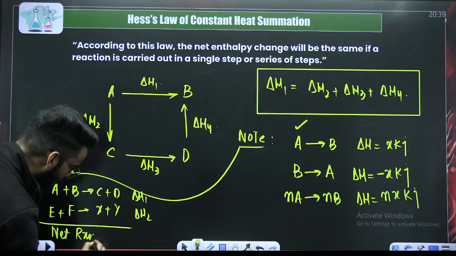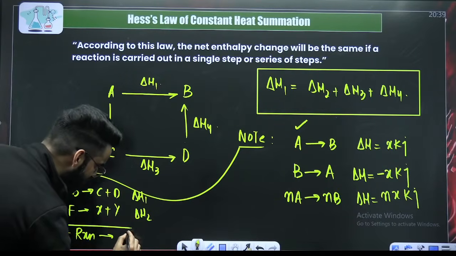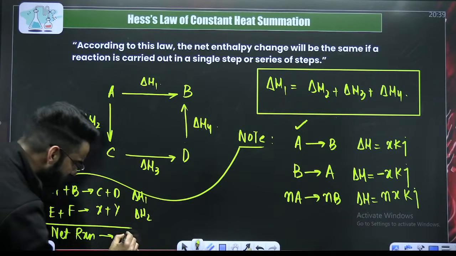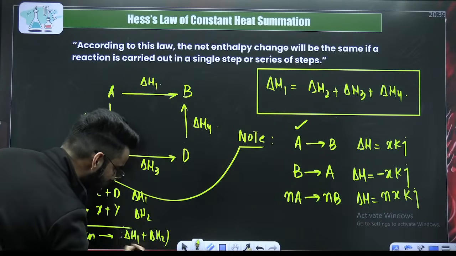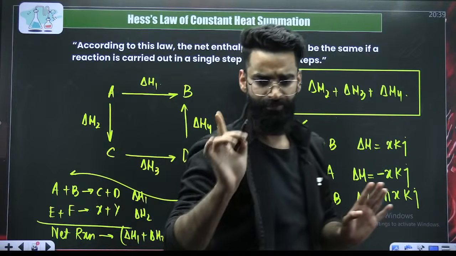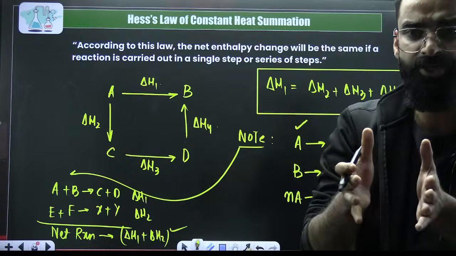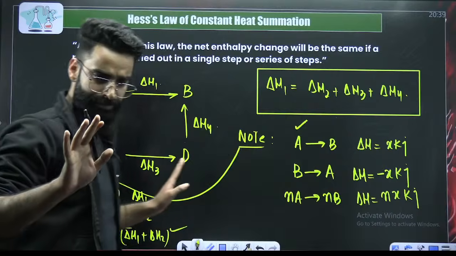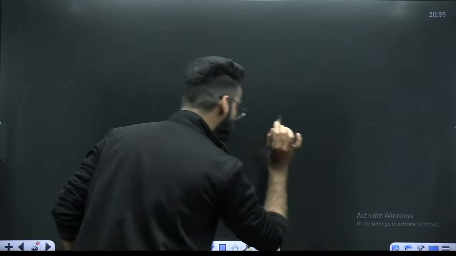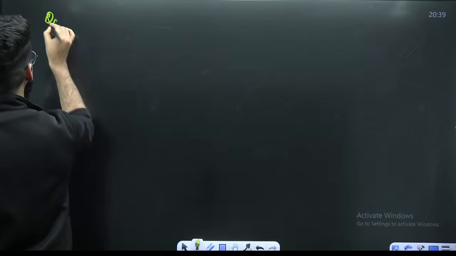If I ask you, what will be the enthalpy change of the net reaction? Since you added these two reactions, the enthalpy change of the net reaction will be delta H1 plus delta H2. Is it clear? When you add two reactions, their delta H values are to be added too. That's all. Now, for example, I'm giving you a very small question. Let me see if you can solve this or not.